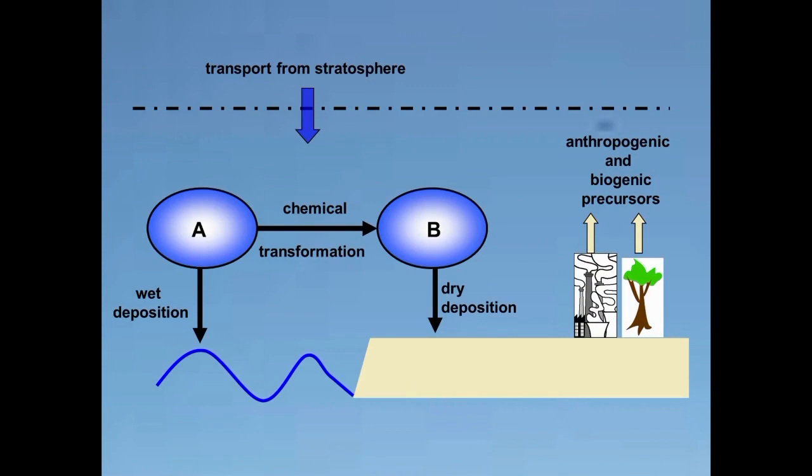Really simple question. Simple answer. Why does most chemistry happen in the troposphere? Because most of the molecules are in the troposphere. Okay? What is most of the chemistry?